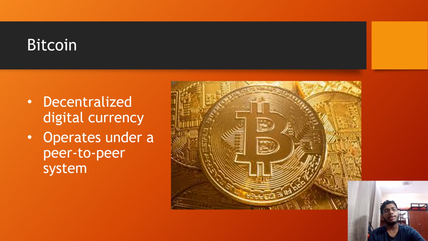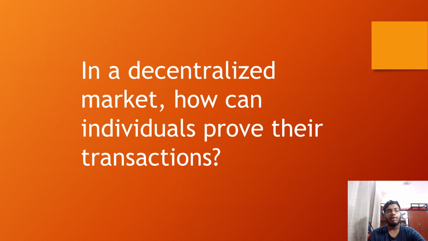So Bitcoin is a decentralized digital currency. It is a type of money that is completely virtual and is regarded as decentralized because it can be bought, sold, or exchanged without an intermediary such as a government or a banking institution. This is why it is said to operate under a peer-to-peer system where individuals can make transactions directly with each other. However, without the essential governing authority, how can these individuals prove their transactions?